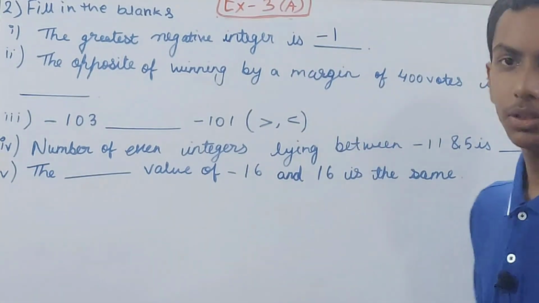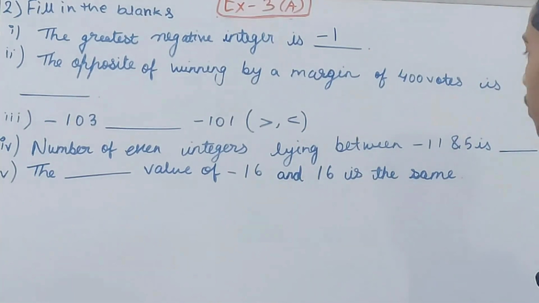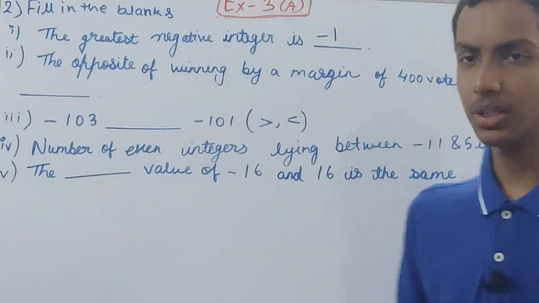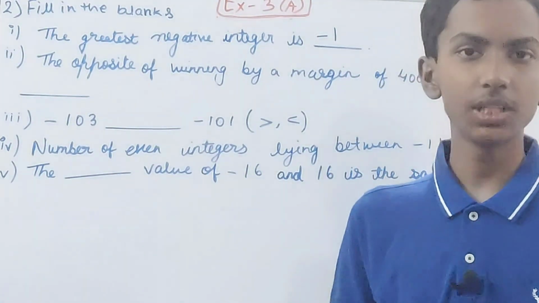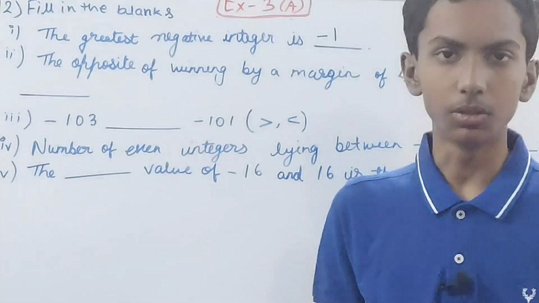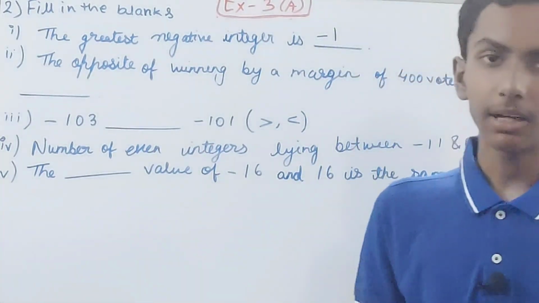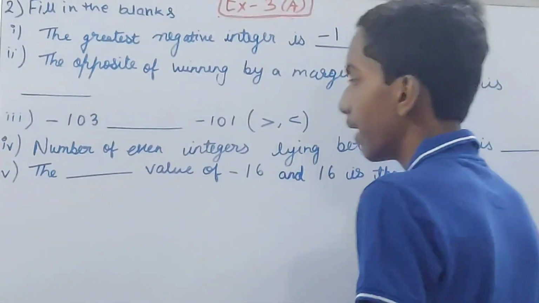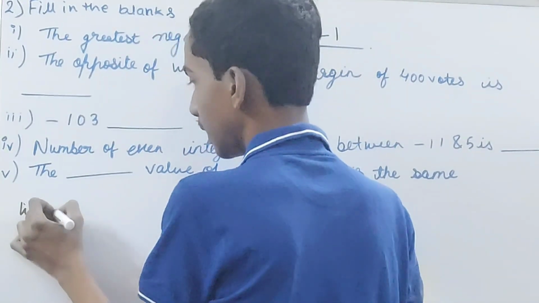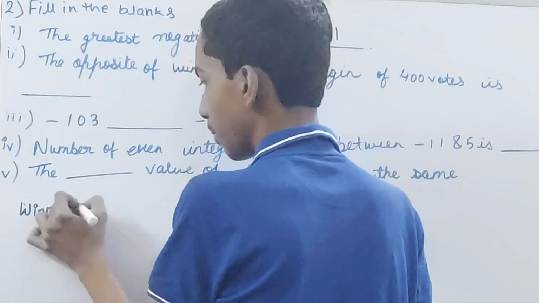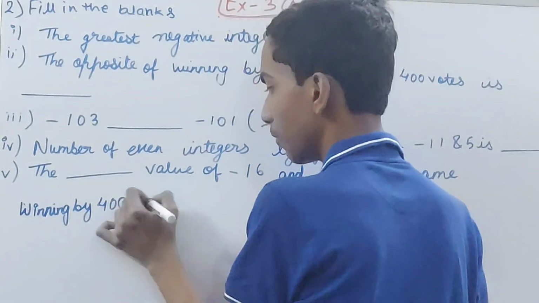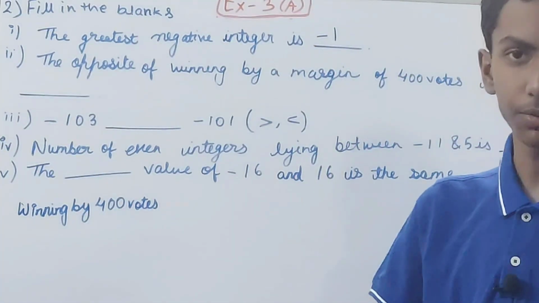Okay, the opposite of winning by a margin of 400 votes is what? So you have seen sometimes in elections when somebody wins, they tell that this candidate has won the election by these many votes. So opposite of that will be what? What have we given? That the person whosoever it is, he or she is winning by 400 votes. So winning by 400 votes, what's the opposite of this?